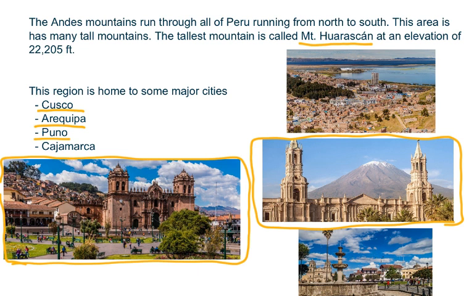Puno is another beautiful city next to a large lake. And you also have the city of Cajamarca, which is down here. And this city is famous for having festivals and celebrations known as Carnival, which is pretty cool.